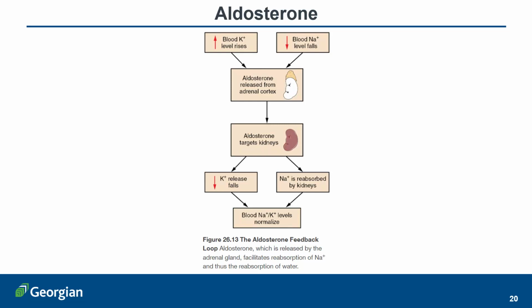What does aldosterone do? Well, aldosterone increases sodium reabsorption in the kidneys, thereby increasing water reabsorption as well. Ultimately, blood pressure goes back to normal. We'll look at the effects of potassium and the role that aldosterone plays in potassium homeostasis a bit later on.